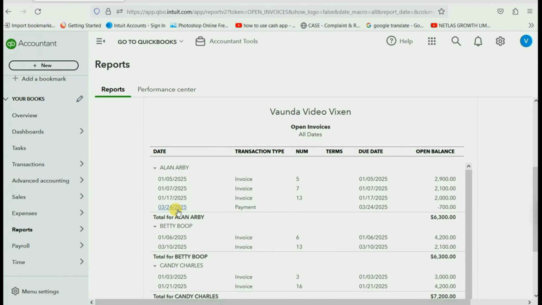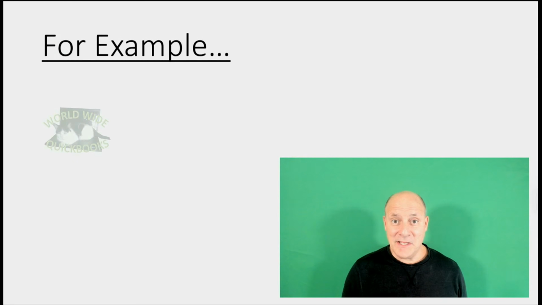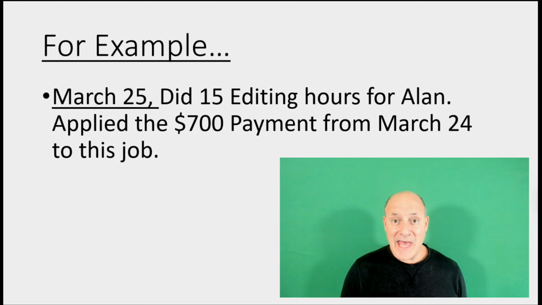And here it is. And again, it's only on the Open Invoice Report because it has not yet been applied to an invoice. So now let's imagine it's March 25th and we actually did the 15 editing hours for Alan that we received the $700 for. Now we'd like to apply that $700 payment to the invoice that we're about to make.